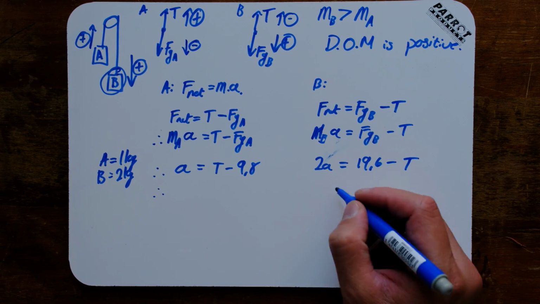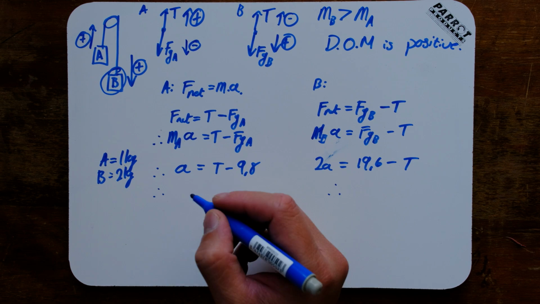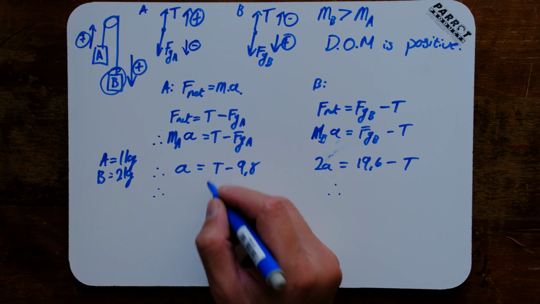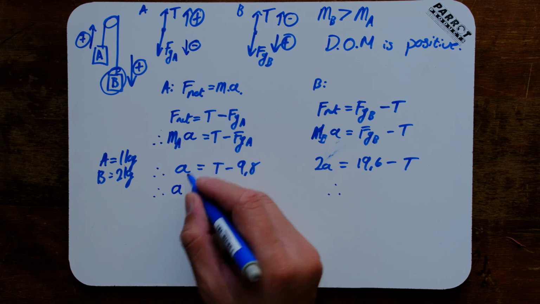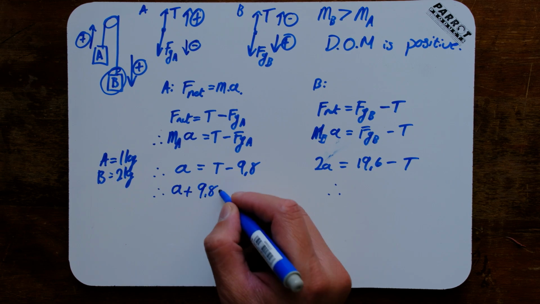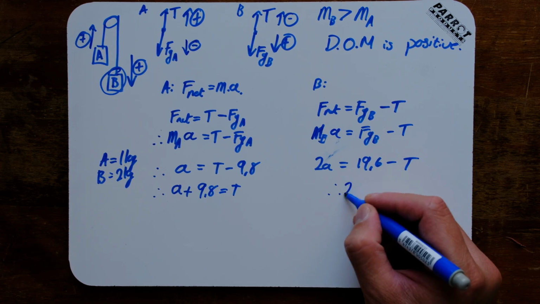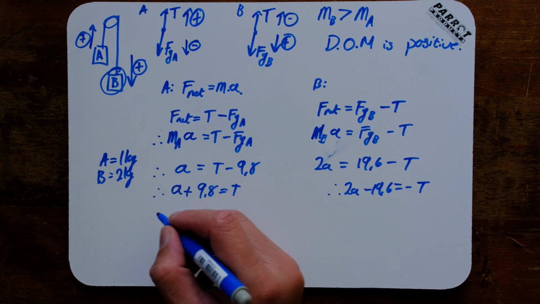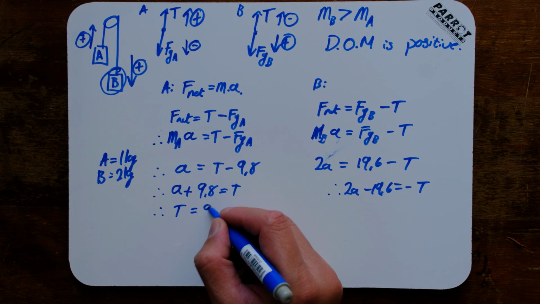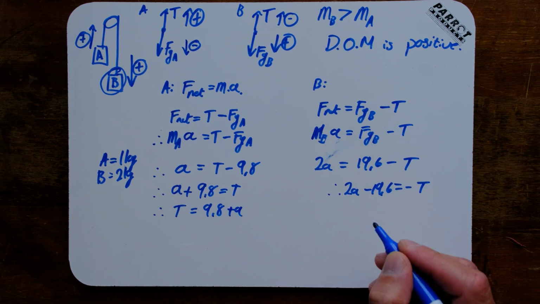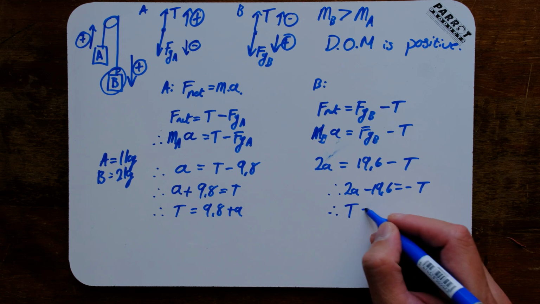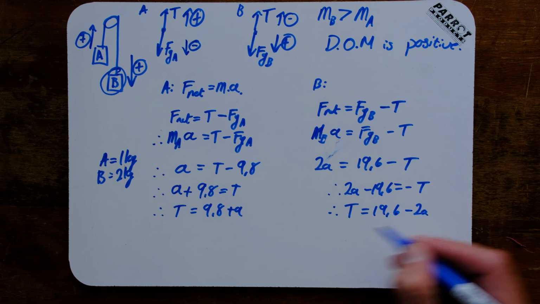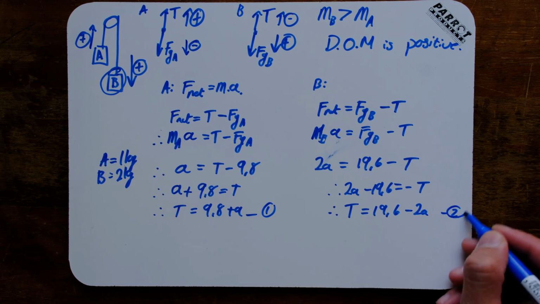Now, if we're looking for just T or A, let's say we're looking for A first, we need to rearrange this so that our T is by itself. So A, move that across, gives us 9,8 minus T. 2A minus 19,6 equals minus T. So therefore T is equal to 9,8 plus A. But T here is 19,6 minus 2A. So we have our two equations.